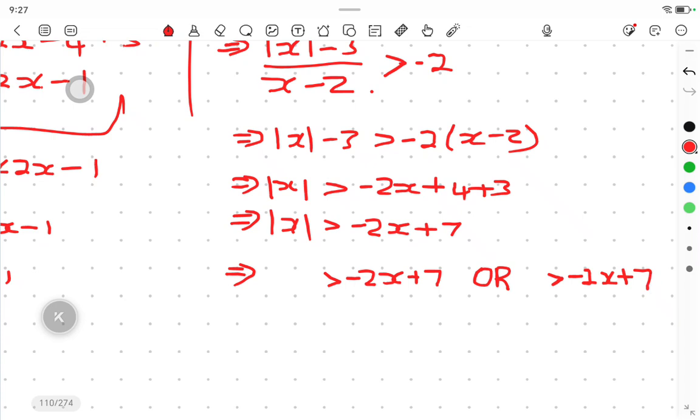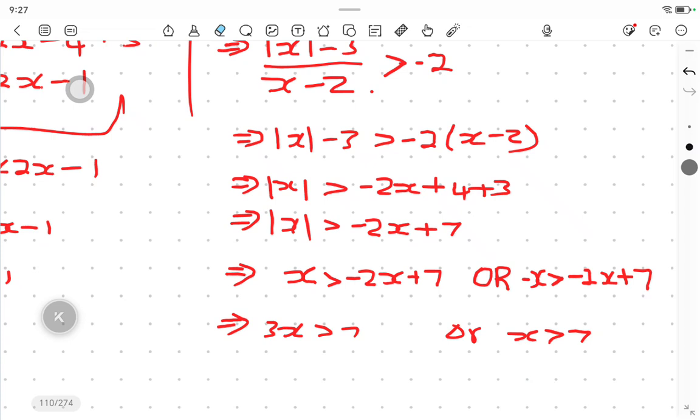Then this will be positive, this will be negative. I only negate that. You see, right? Then, take this x to the other side, it becomes 3x greater than 7. Or if I take this to the other side, it will become x greater than 7. And this would be, yeah, like that.